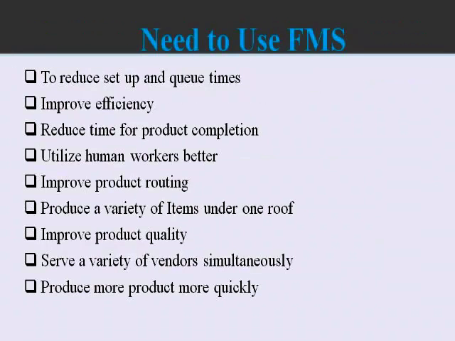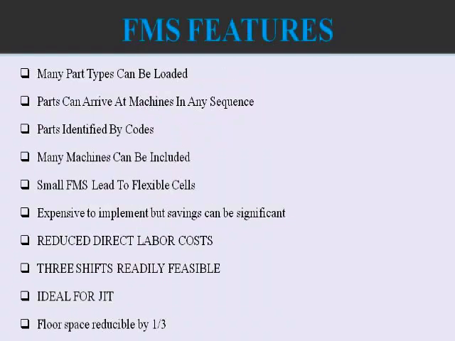The need to use FMS: reduce setup and queue times, improve efficiency, reduce time for product completion, utilize human workers better, utilize machines better, improve product routing, produce a variety of items under one roof, improve product quality, serve a variety of vendors simultaneously, and produce more products quickly. The features of FMS are: many part types can be loaded. Parts can arrive at machines in any sequence. Parts are identified by part codes or barcodes which are available on the parts. Many machines can be included. Small FMS lead to flexible cells.